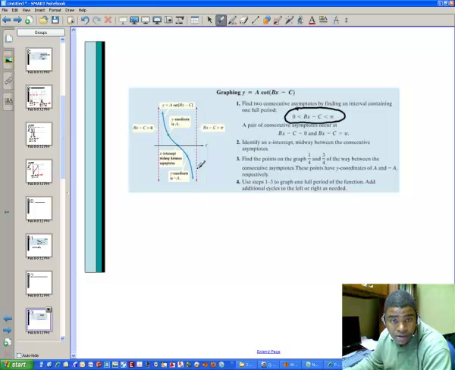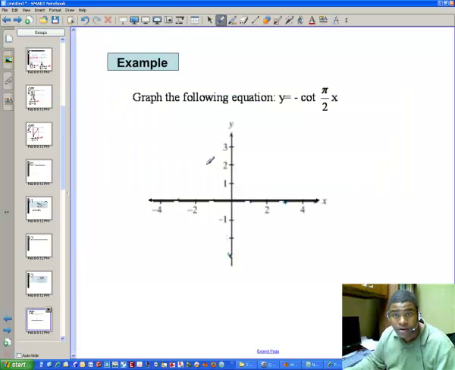Now if you note, the cotangent is going from right to left, so it looks almost as if it's the negative tangent. So it's the negative of the tangent itself, so it goes from right to left in that fashion, as opposed to left to right. Alright, let's look at an example of a cotangent.